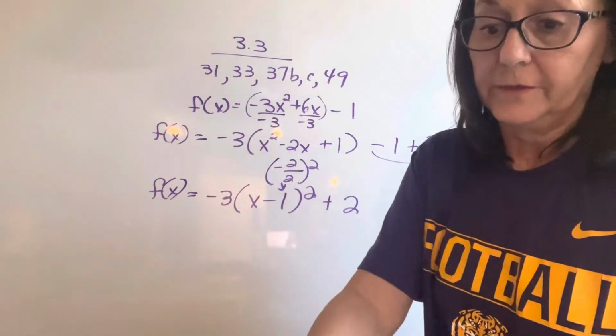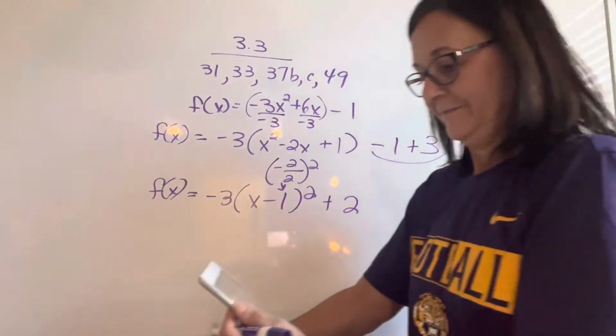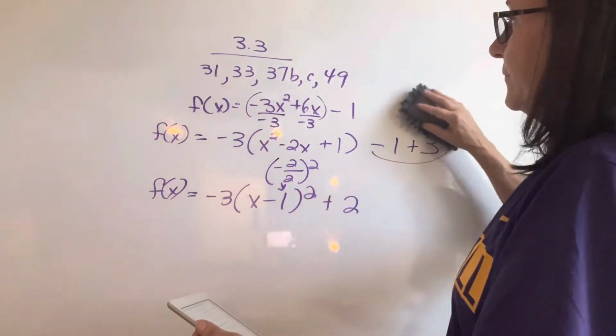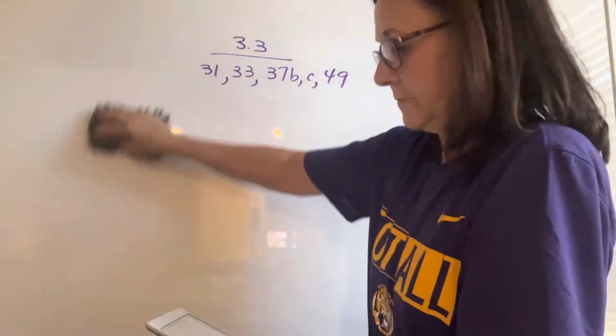That is the equation in transformational form. That's 31. All right, 33. You also want to go to transformational.